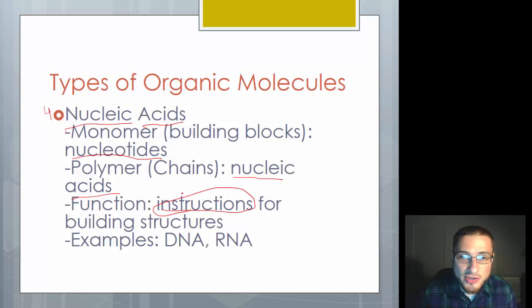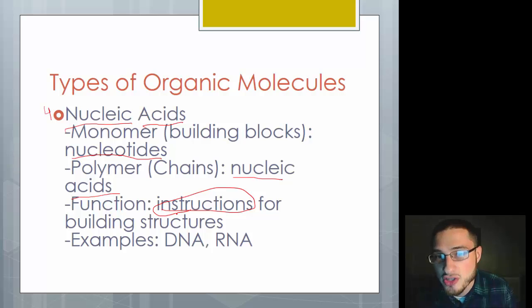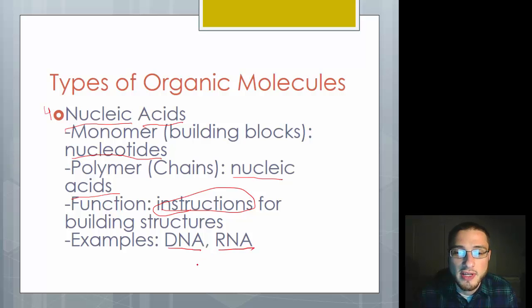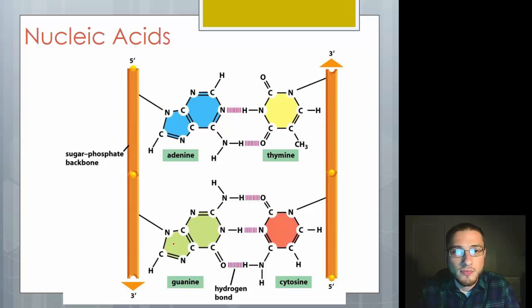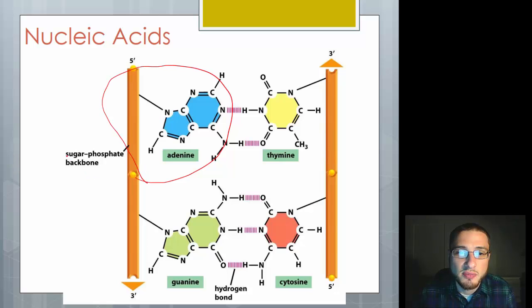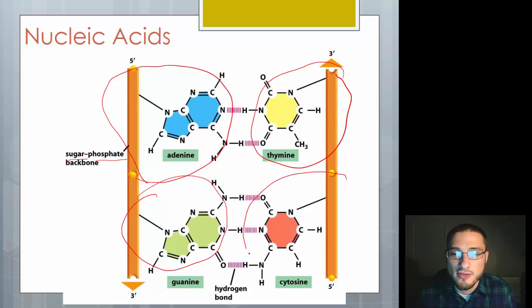I always tell students they're the instructions. Depending on which organism you are, some have DNA, some have RNA. We have DNA, we also use RNA, and you'll hear more about that in the future. These are our nucleotides right here. Each is made up of a sugar, a phosphate group, and a nitrogen base. That's a nucleotide, this is a nucleotide, this is a nucleotide, and this is a nucleotide.